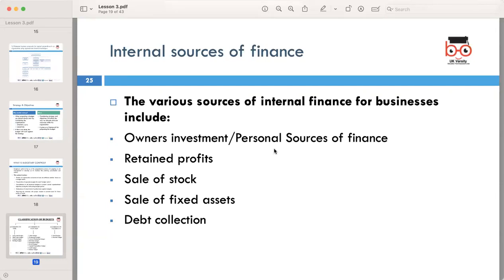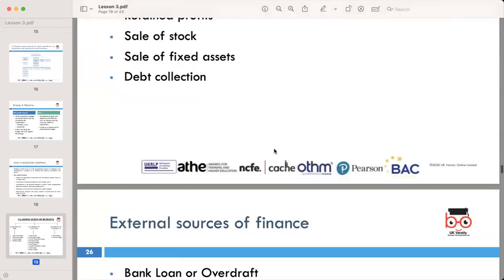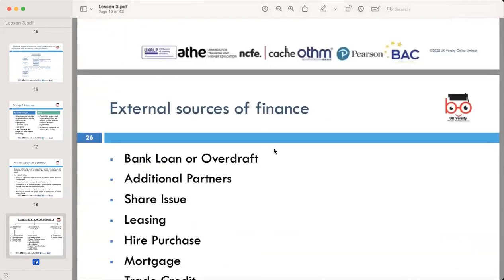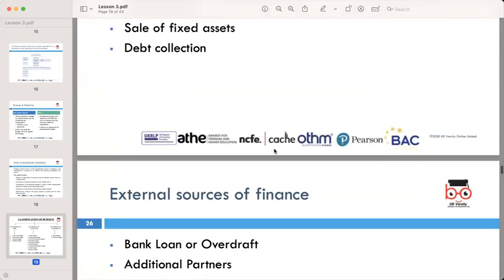Then sales of stock, selling existing stock or inventory. Then sales of fixed assets, which is disposing of non-current assets to generate cash. Debt collection, recovering outstanding payments from customers. So these internal sources can provide businesses with the necessary funds to meet their financial requirements. Any questions so far? Any questions about internal sources of finance?